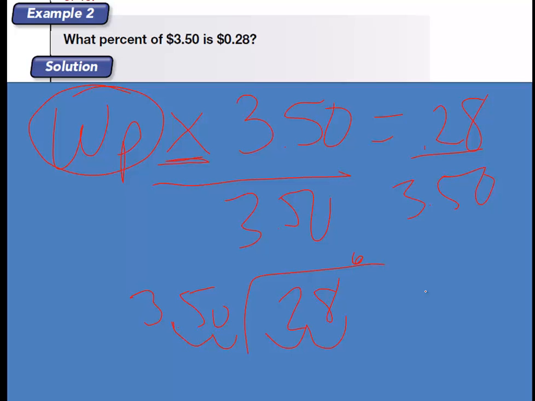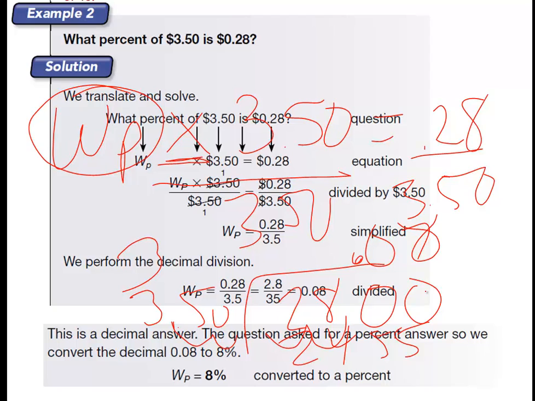Now, how many times does 350 go into 28? It doesn't. How many times does 350 go into 280? It doesn't. How many times does it go into 2800? Well, let's see here. Let's try 7. 35, 21, 24, 32, 245. Can I get one more in there? I get one more in there. So 8 looks like 8. So 8%.